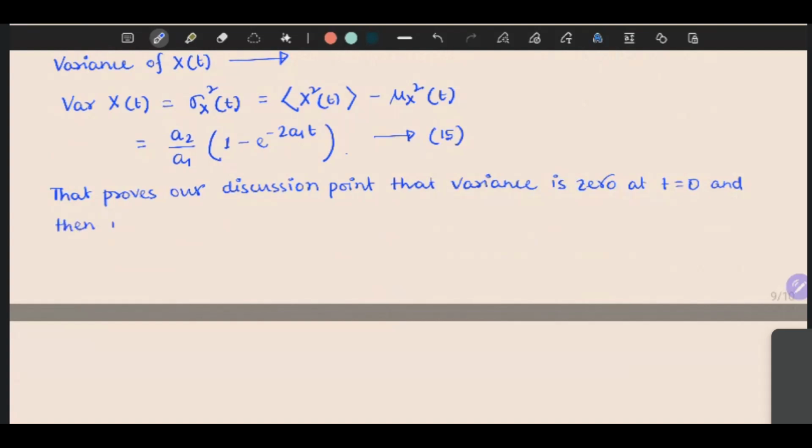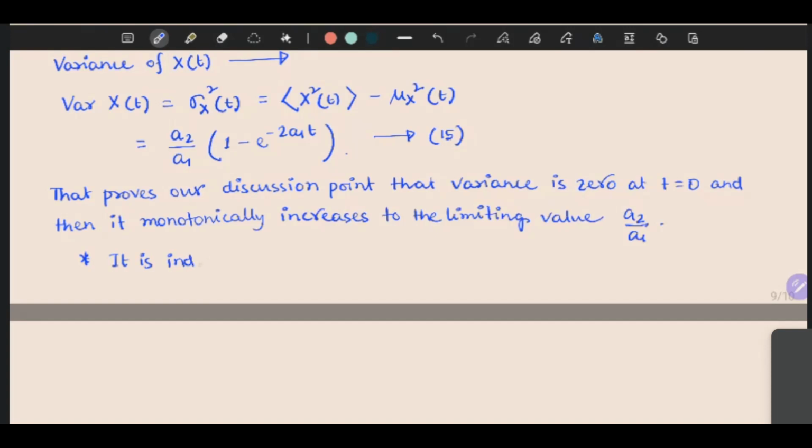it monotonically increases to a limiting value, to the limiting value a2 by a1, and it is independent of the initial conditions too.